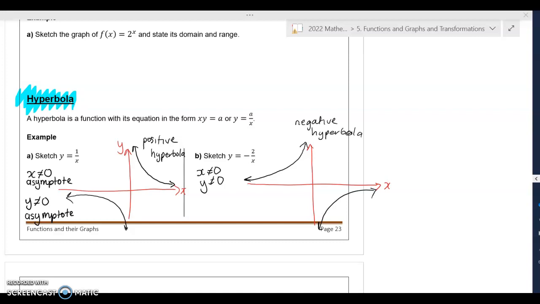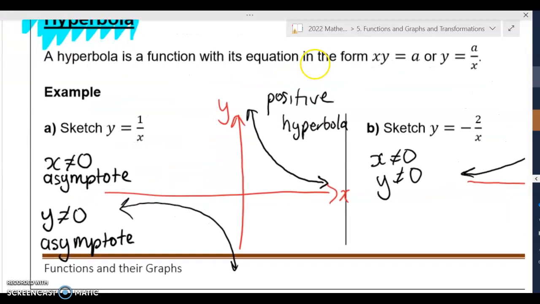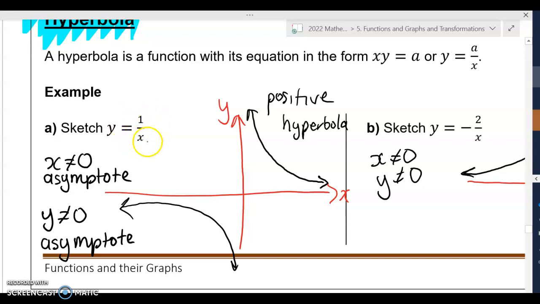This first one, xy equals a, or if we divide both sides by the x, it would look like y equals a over x. So when you see any function that has an x on the bottom and a y on the opposite side of the equal sign, we're going to look at that and go, okay, that's a hyperbola. Now, the most basic hyperbola that you would have seen before is y is equal to 1 over x. It's a positive hyperbola because there's no negative signs in there.